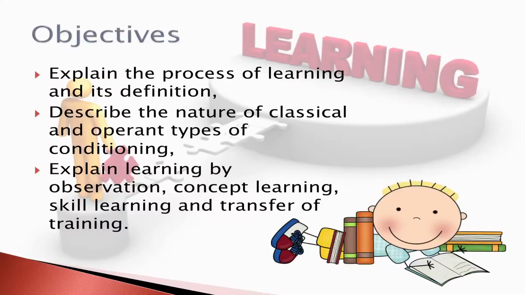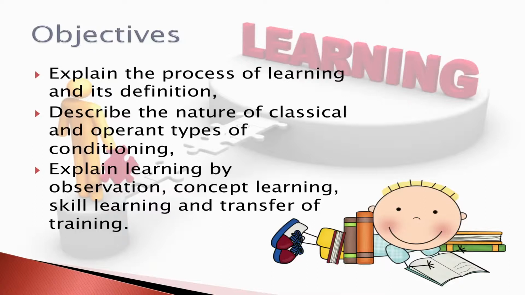This lesson will help us understand the different types of learning and how it occurs. After studying this lesson, you will be able to explain the process of learning and its definition, learning by observation, concept learning, skill learning, and transfer of training. You will also be able to describe classical conditioning, or learning through association, and modification of behavior through reinforcement, called operant conditioning. We shall go into detail on these concepts later.